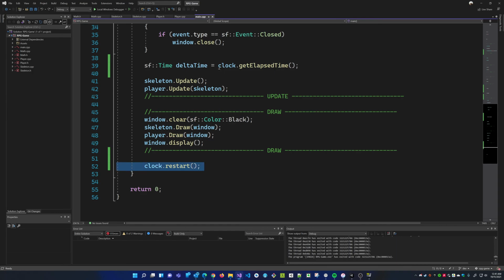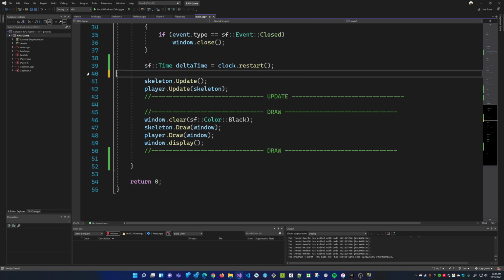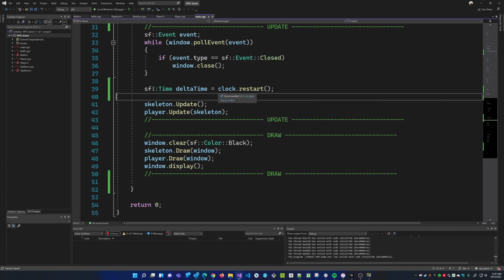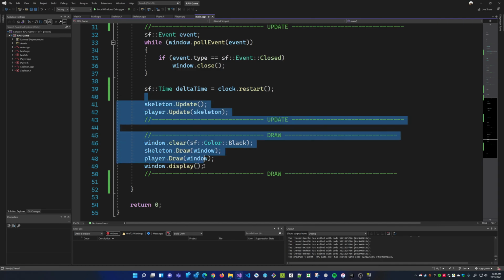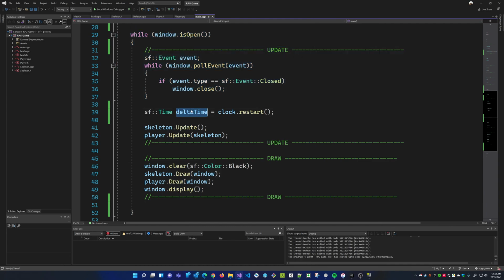Okay, that makes sense. So this will give me... okay, this is much better. So now it will restart my clock, but I'm going to get the time first, restart my clock, and then execute all of this here, and then get the delta time.